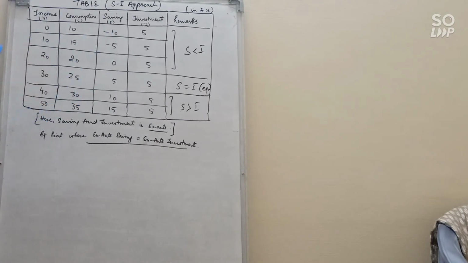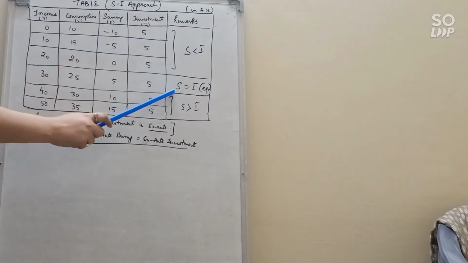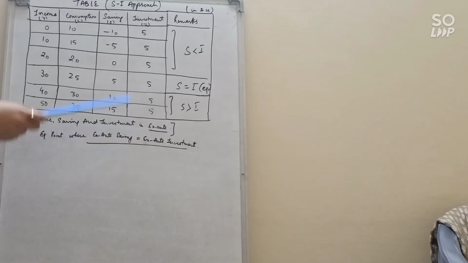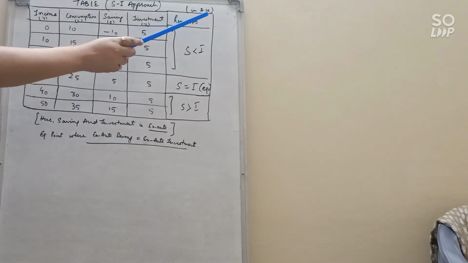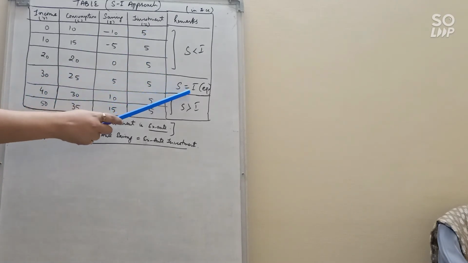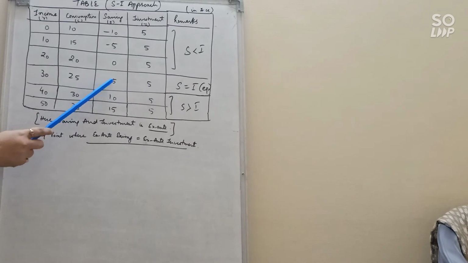So according to this table, at the point where income is 30, saving is equal to investment. This is the equilibrium point. Whenever you draw the table, you will write here in rupees crore also. Saving is 5 and investment is also 5, and this is the equilibrium level of income, that is 30.